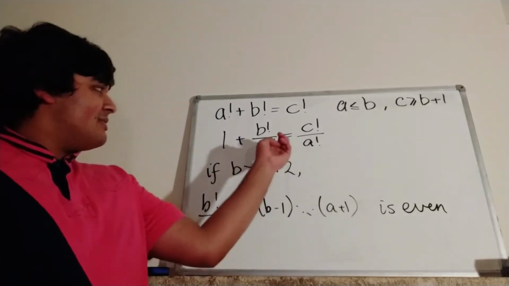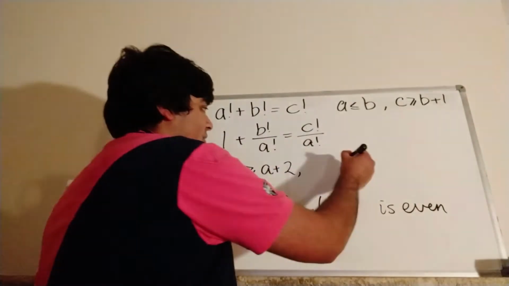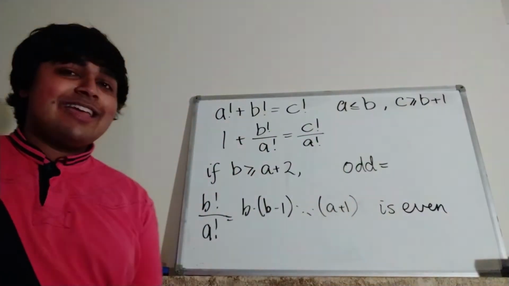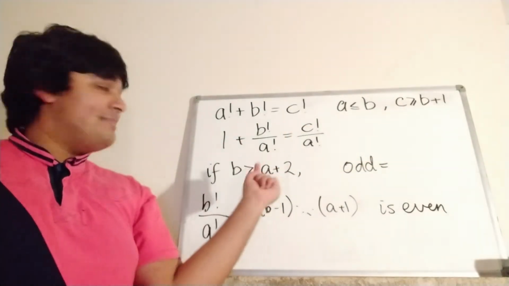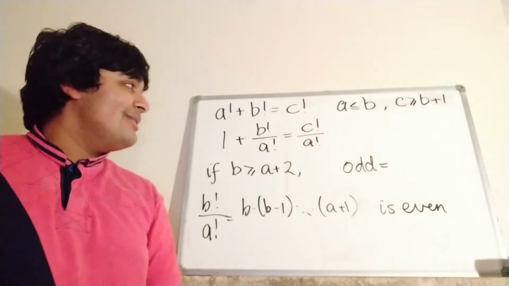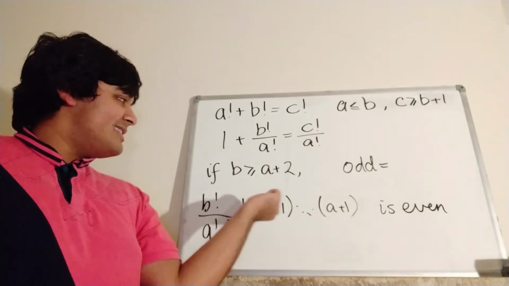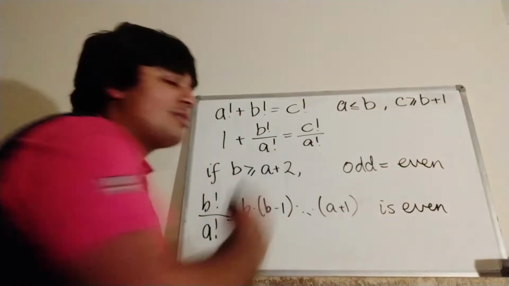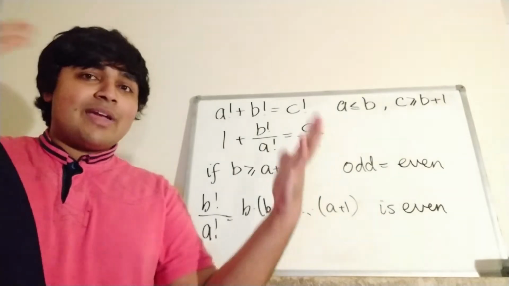So that means we've got an even number here, plus 1, which of course gives us odd. So on the left hand side we've got odd. But on the right hand side, c factorial over a factorial. Remember c is at least b plus 1, but in particular it's at least b, so c is at least a plus 2. So we can apply the exact same argument that we just did and show that c factorial over a factorial is even. And of course we can't have an odd number simultaneously being an even number, so we have a contradiction.